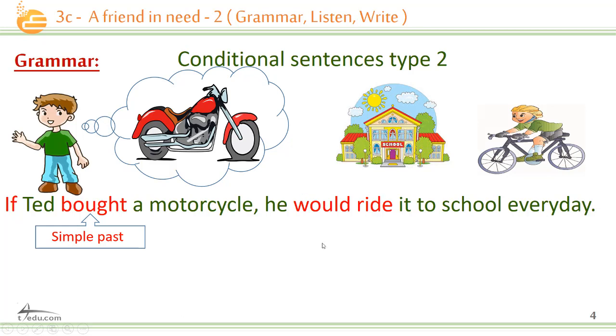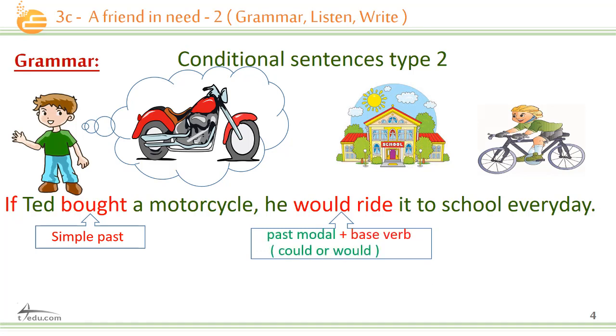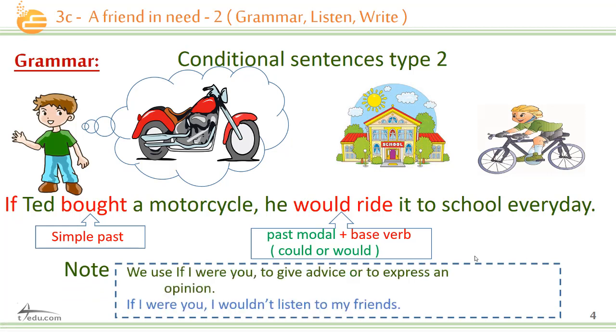So here we have a modal in the past tense and then a base form of the verb. We could use could or would plus a base verb. Now keep in mind, when we use "if I were you," it means you're going to give advice or express an opinion. If I were you, I wouldn't listen to my friends. If they are bad friends, I wouldn't listen to them. If I were you, I wouldn't listen to them. Okay?